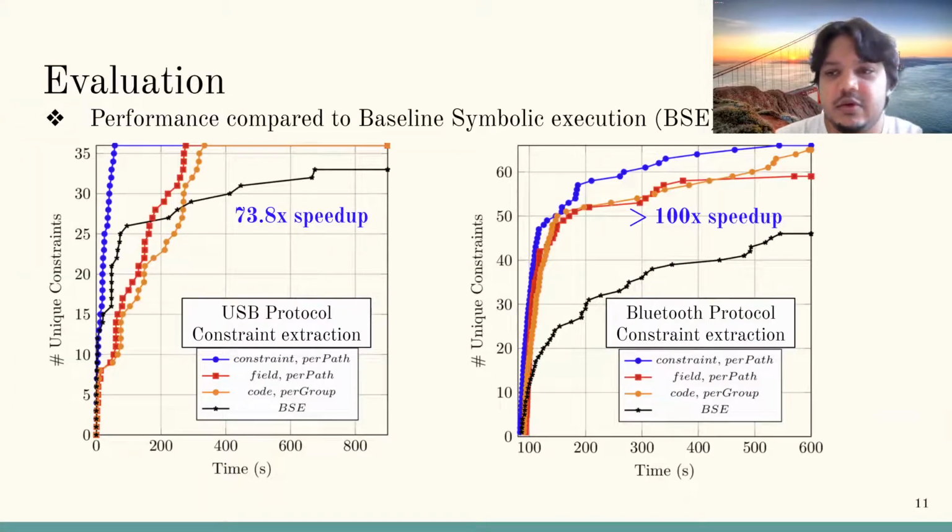For evaluation, compared to baseline symbolic execution, we gain high speedups in both protocols we used, and we use multiple heuristics that prioritize paths based on protocol field discovery. Based on that, we achieved a 73.8 times speedup in USB and more than 100 times speedup in Bluetooth. The more complex the code is, the more speedup we gain.